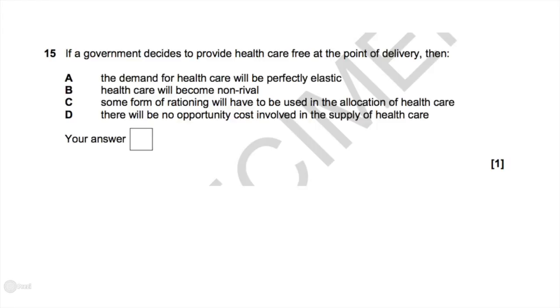So we are looking at the government providing healthcare. So the government is supplying healthcare. Nothing is changing the demand curve here. So that means that A must be wrong. Also, we are not changing the type of good for healthcare. It will still be rivalrous and excludable.